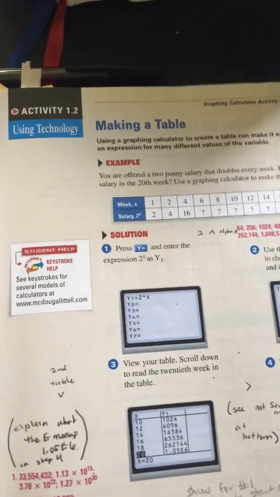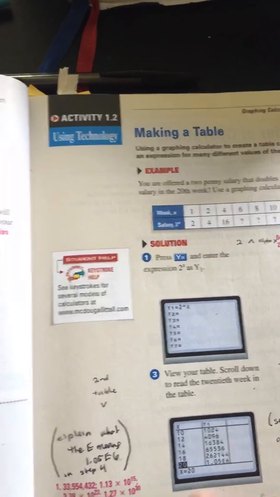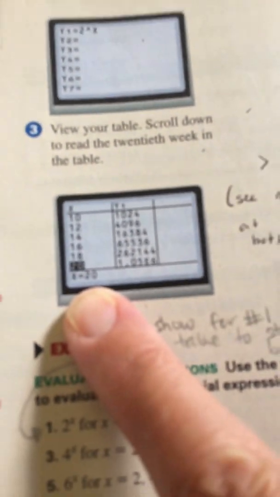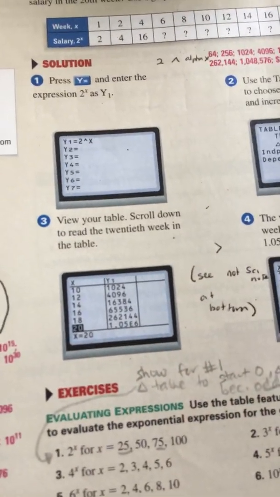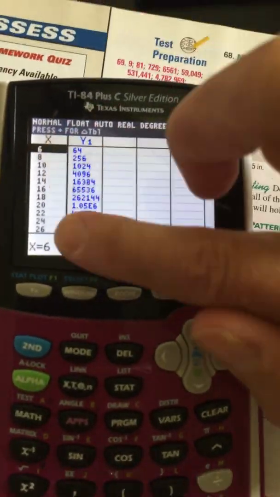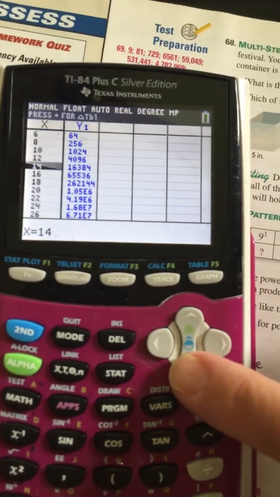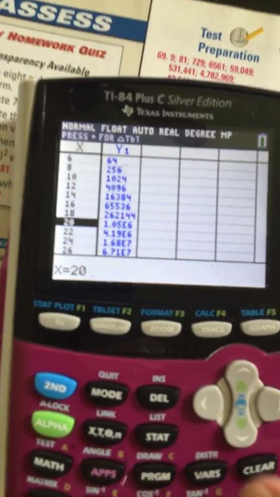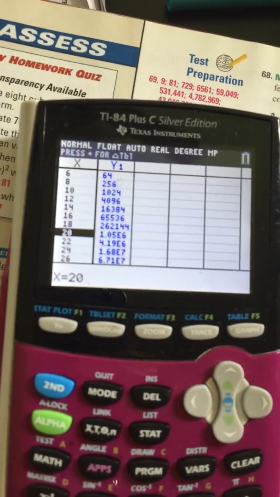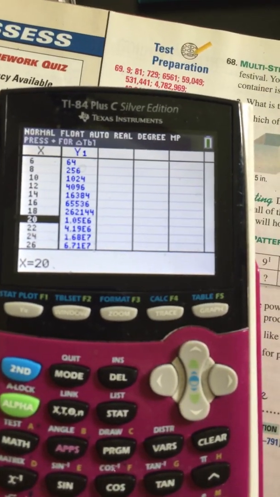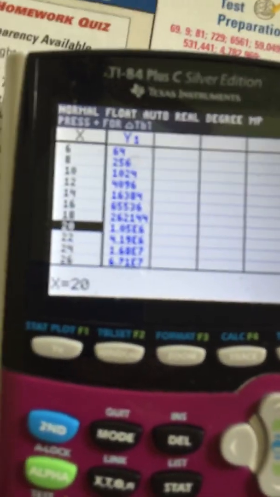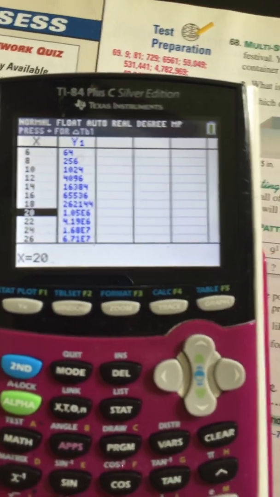Then they wanted to know, well, what about if x is 20? Come in focus. There you go. If x is 20, we use our arrow keys and arrow down to 20. And it has a weird number. It says 1.05 E6. Well, that's scientific notation.